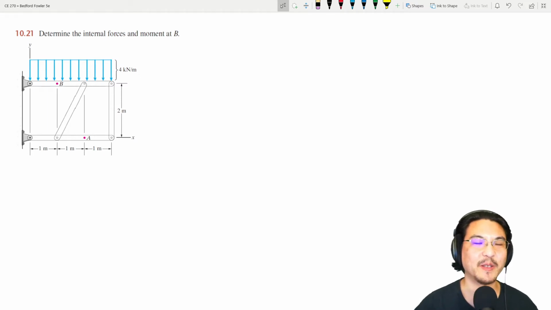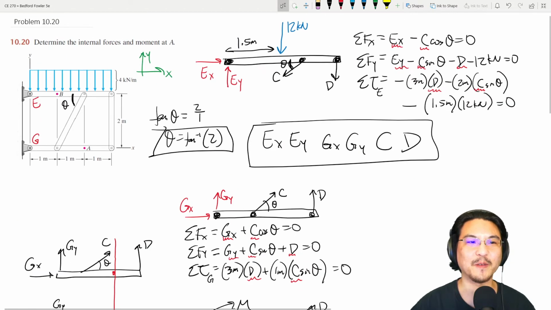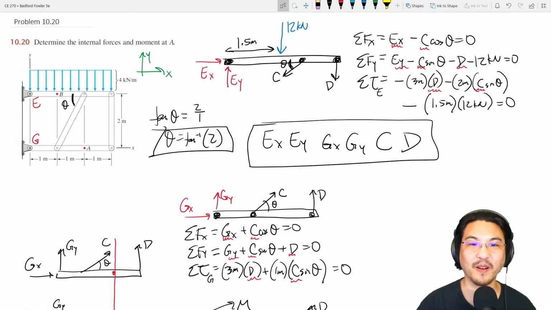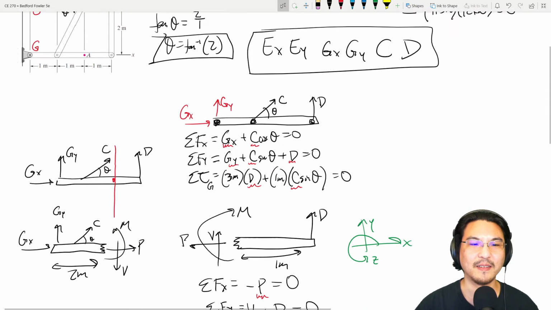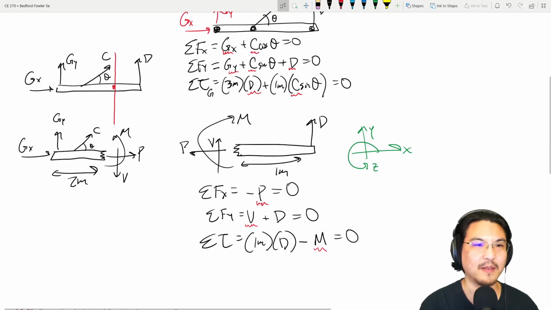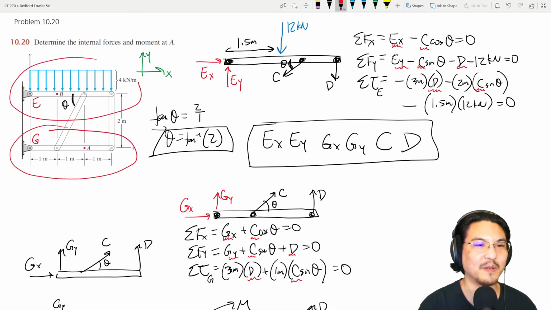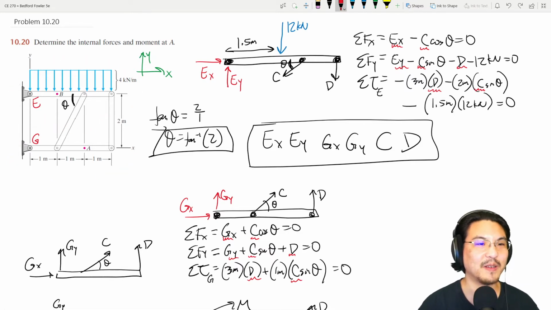Hey everybody. So this problem follows immediately from 1020, so you should watch that video first. That's where we took the frame, broke it apart, and then solved for all of the reactions everywhere. And then once you do that, the members of the frame, this one and this one, we know all the reactions everywhere.